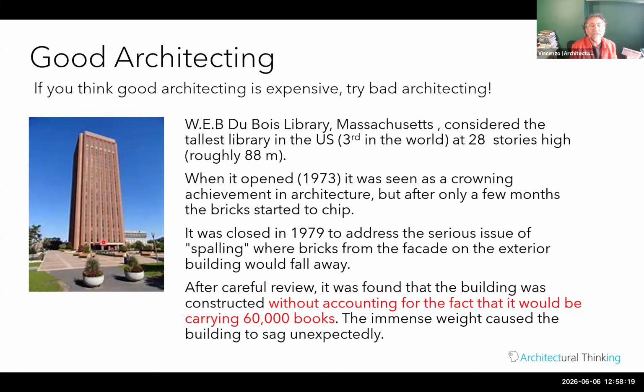Fantastic. But then, only a few months later, they realized that the bricks on the outside started to chip, and eventually some of them started falling. This is an issue which in the industry is referred to by the term spalling. Basically, they didn't think in the architecting and design stage that the building was going to host 60,000 books, which was a significant weight on the building.